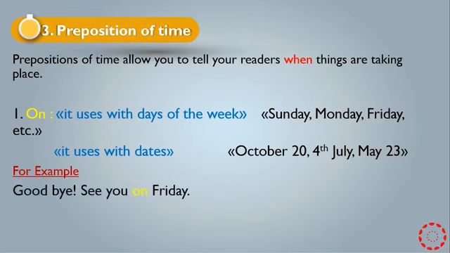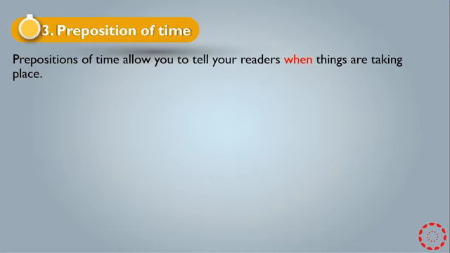For example, goodbye, see you on Friday. As you see, we have Friday, that's why I use on. Or spring begins on March 21st. In the second one we have a date, and in the first one we have a day of the week, that's why I use on.